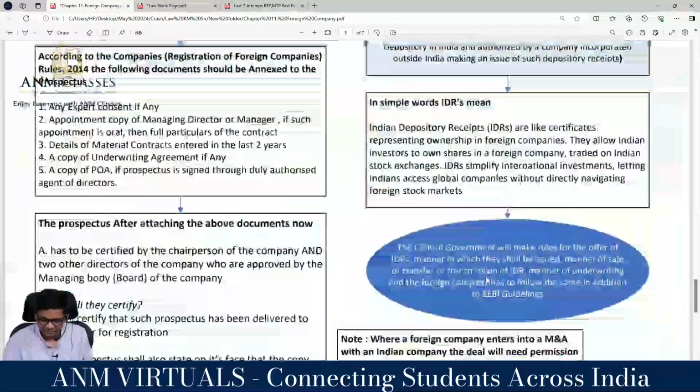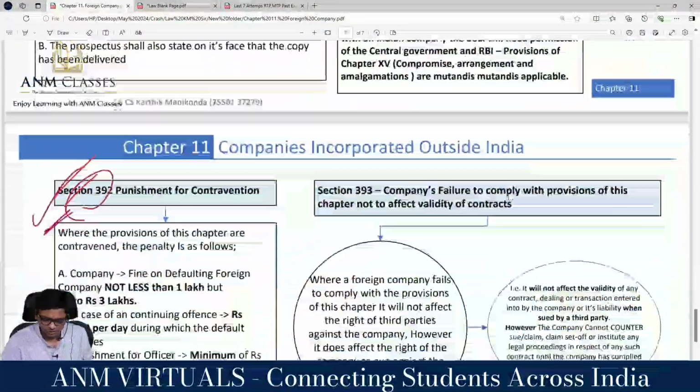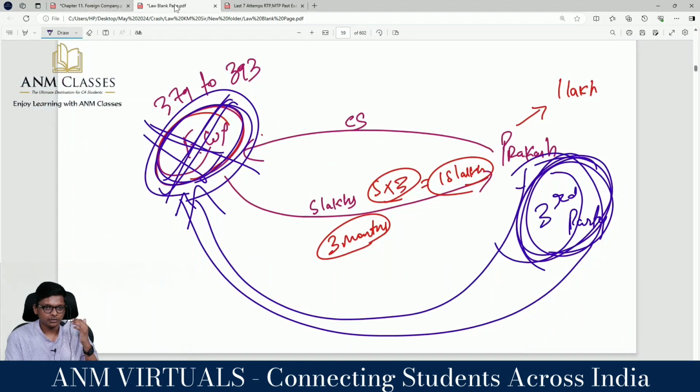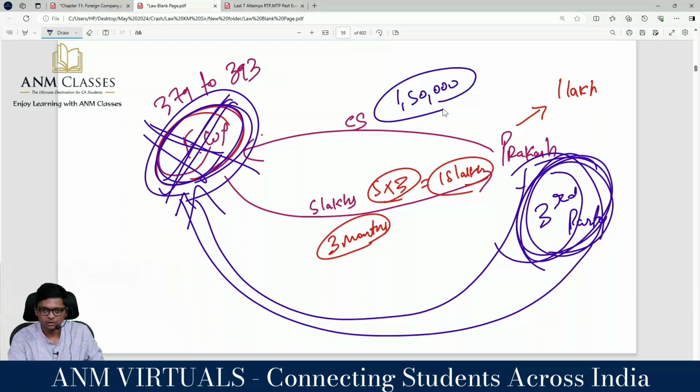Next page. This page is done. Section 393. Company's failure to comply with the provisions will not affect whom, guys? Validity of third party. Now opposite. You purchased an iPhone from Apple. After buying, you told them you will pay tomorrow. They said, okay, how much you have to pay? 1,50,000. Now you learnt they did not register.